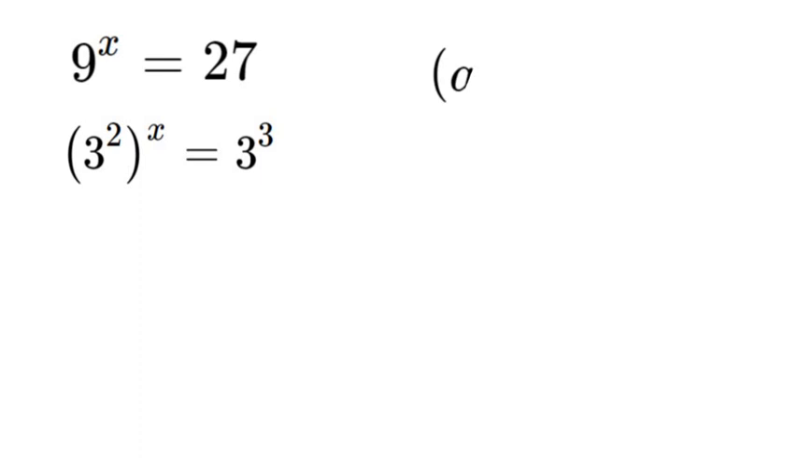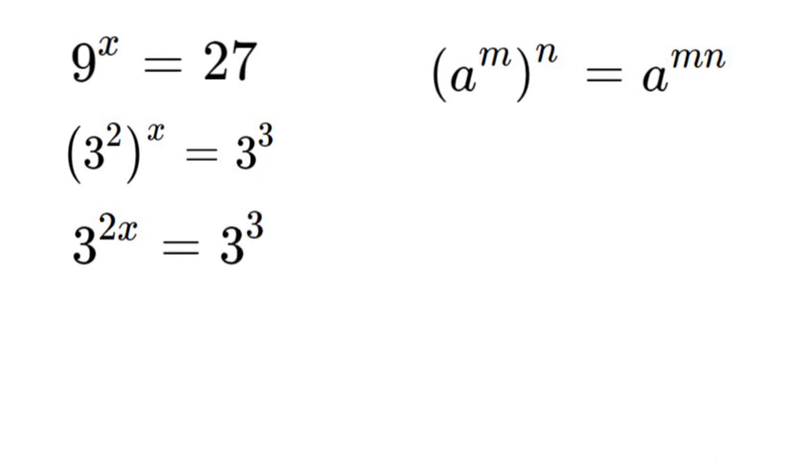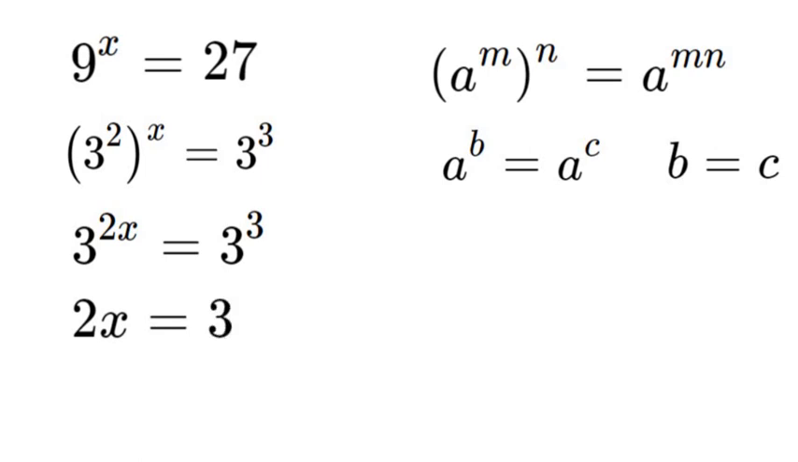So exponent properties, again, we have a to the power of m to the power of n is equal to a to the power of m times n. So we would have 3 to the power of 2x is equal to 3 cubed. Now another exponent property, again, a to the power of b is equal to a to the power of c, which means that we can set b equal to c. So we would have 2x is equal to 3. Divide by 2 on both sides, and we're left with x equals 3 over 2.